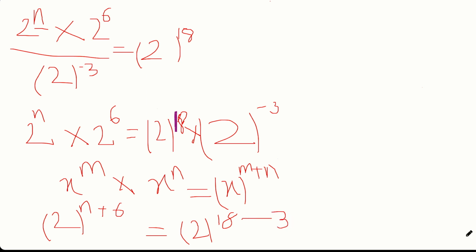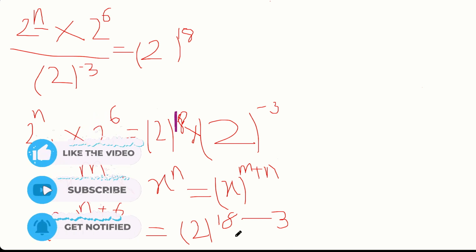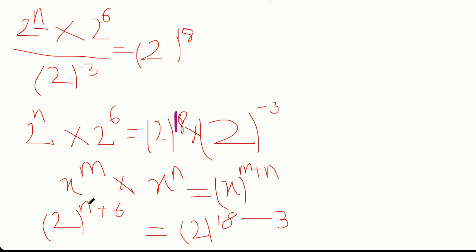Now since both the left hand side and the right hand side have the base 2, we will compare. In order to get the value of n, we will compare the powers on both sides. So we get n plus 6 is equal to 15, since 18 minus 3 is 15.